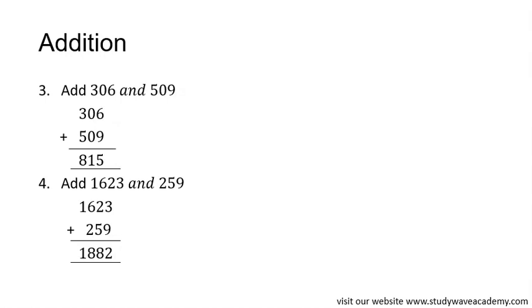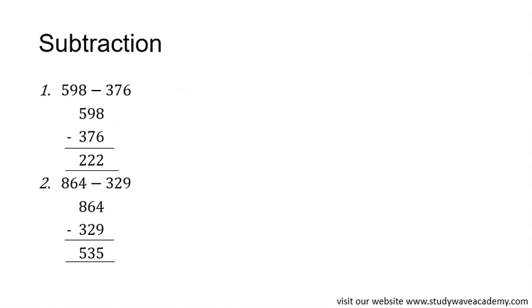So next we're going to be looking at subtraction. We now know how to add, right? So now we are going to be looking at subtraction, okay? So one, we have 598 minus 376. We know that this is the subtraction sign and you can say it as minus, right?